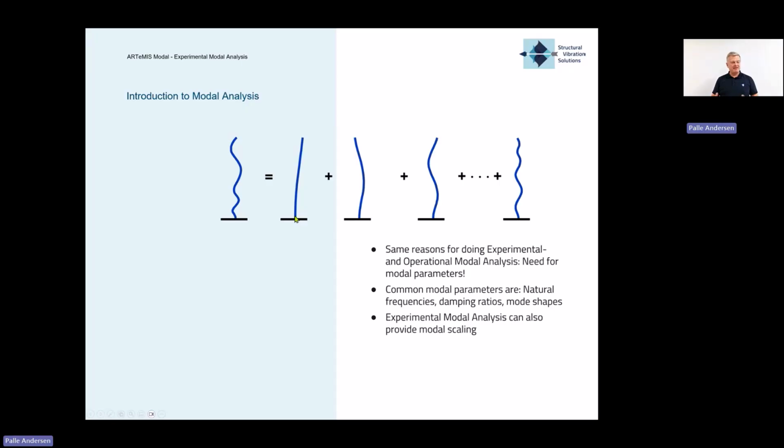When we do experimental modal analysis, we are measuring both input and output. This also allows us to get another parameter that you will not get if you did operational modal analysis, where you only treat or analyze the responses. In experimental modal analysis, you can get the actual scaling of the different modes compared to one another. This can, for example, be expressed in terms of the modal mass. So this is an additional thing that you can get from an experiment where you measure both input and output.